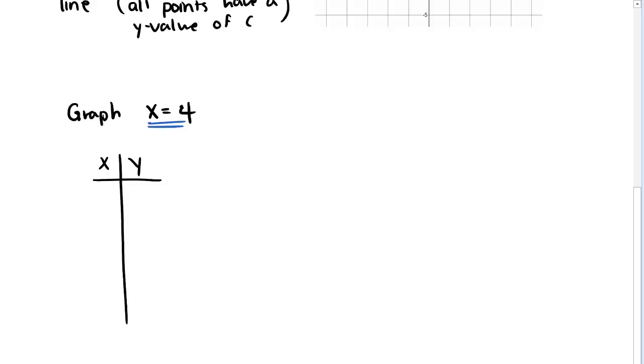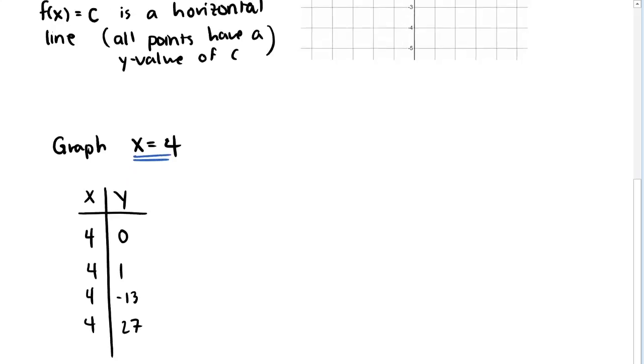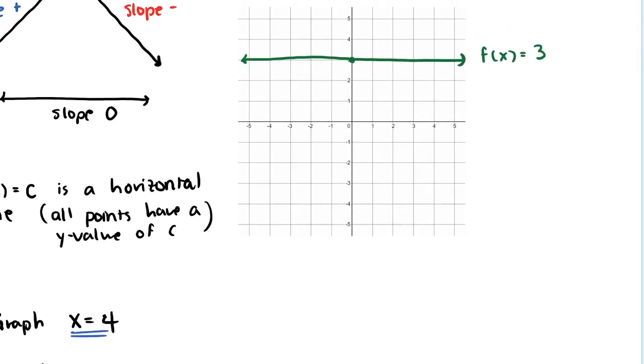The only thing this equation demands is that the x value is equal to 4. And so I can plug in 4 for x and anything I want for y, and it'll make the equation true. 4, 1; 4, negative 13; 4, 27. These are all ordered pairs that satisfy the fact that x is equal to 4. If I plot these points on a coordinate plane, I get the points 4, 0; 4, 1; 4, 2. Really, we get this line consisting of all the points with an x value of 4.